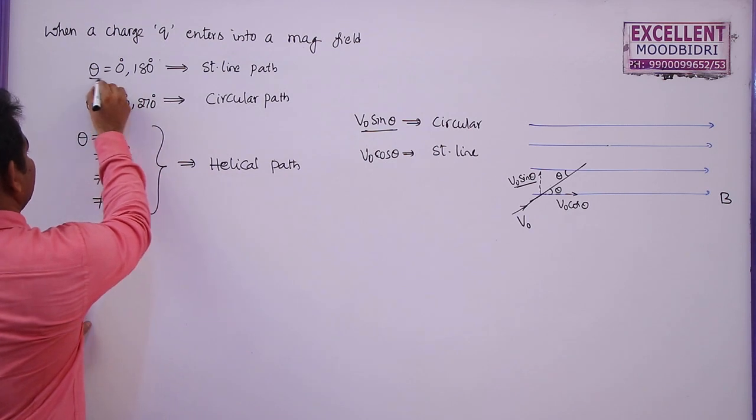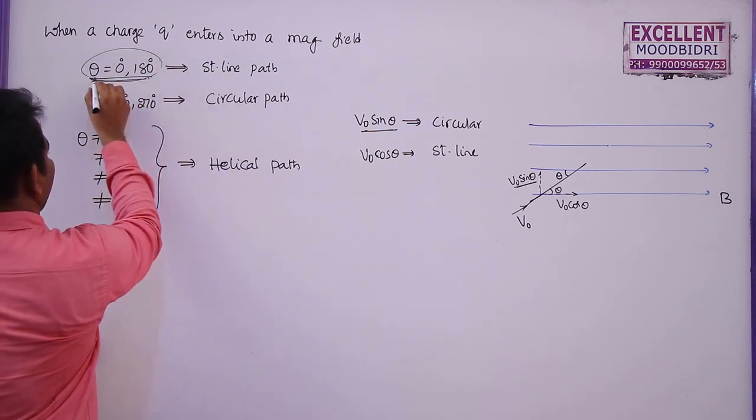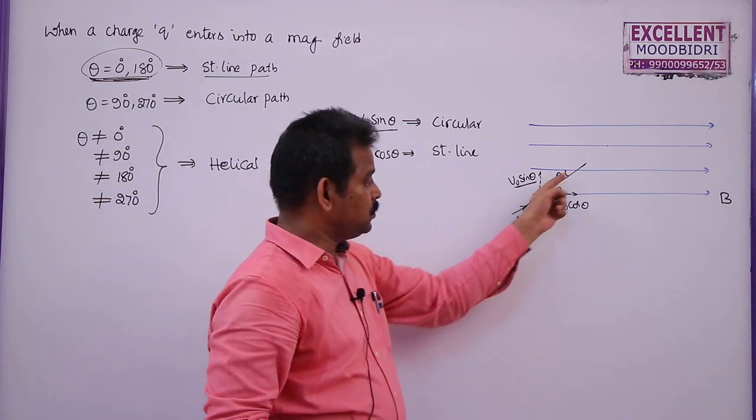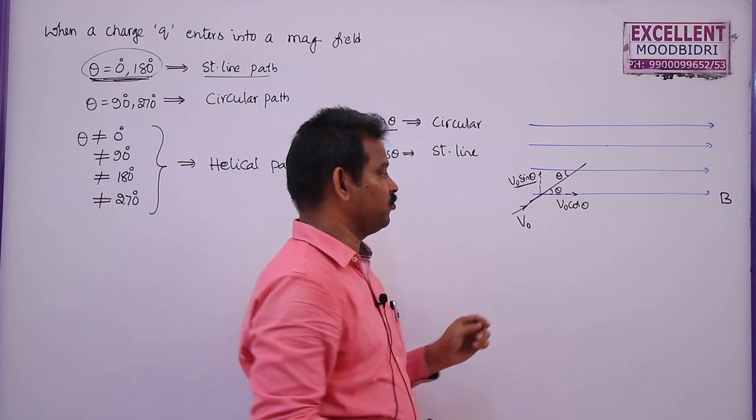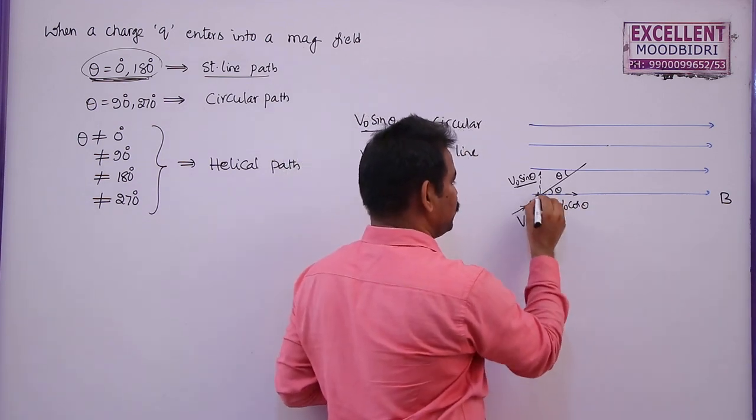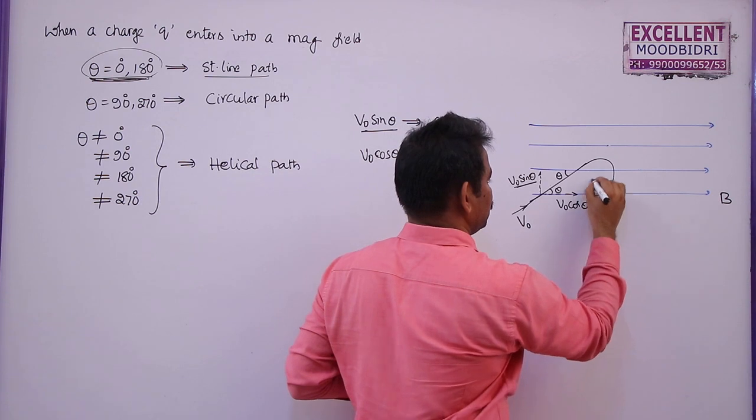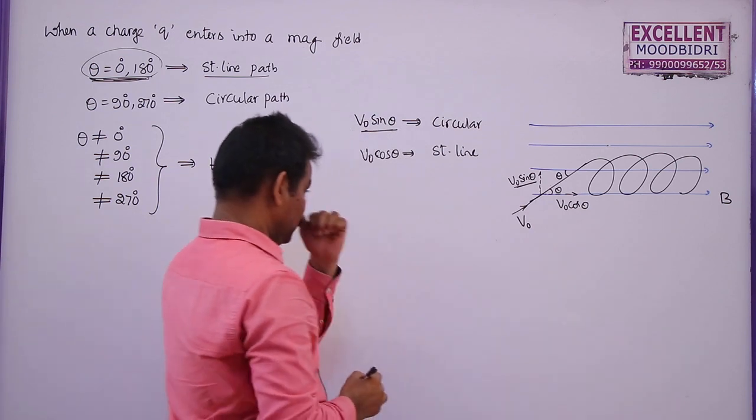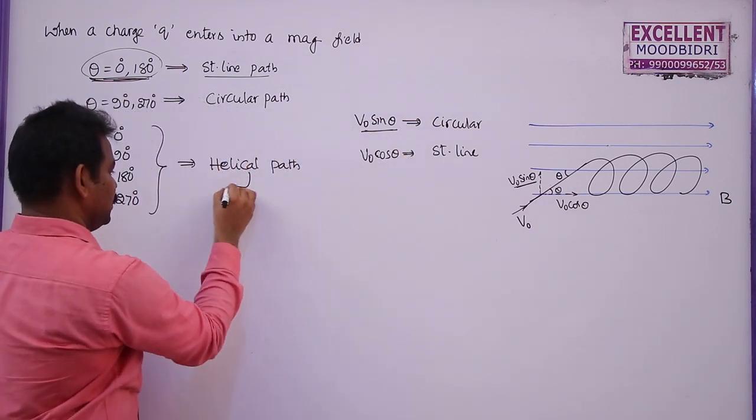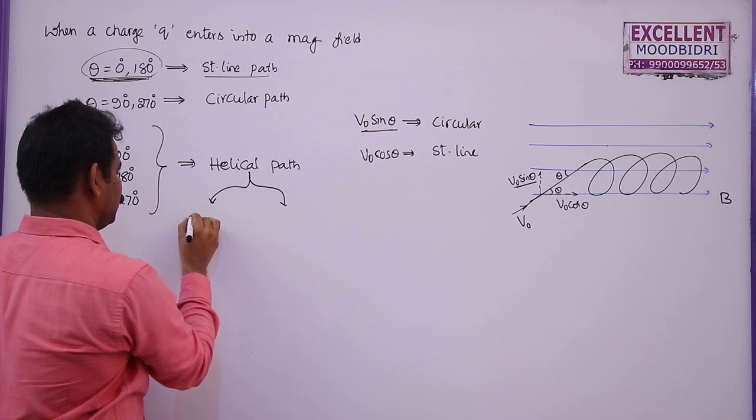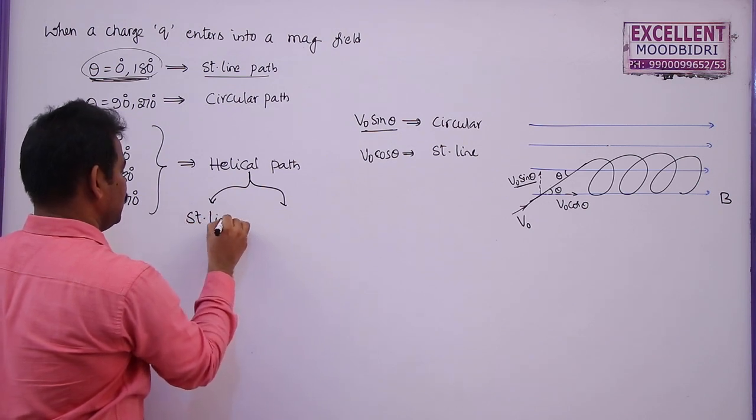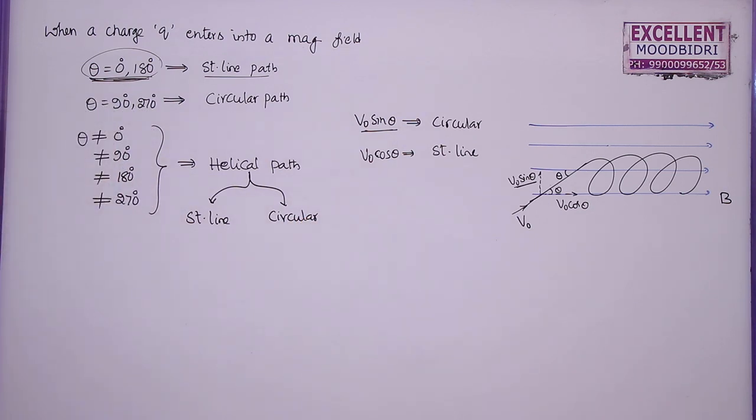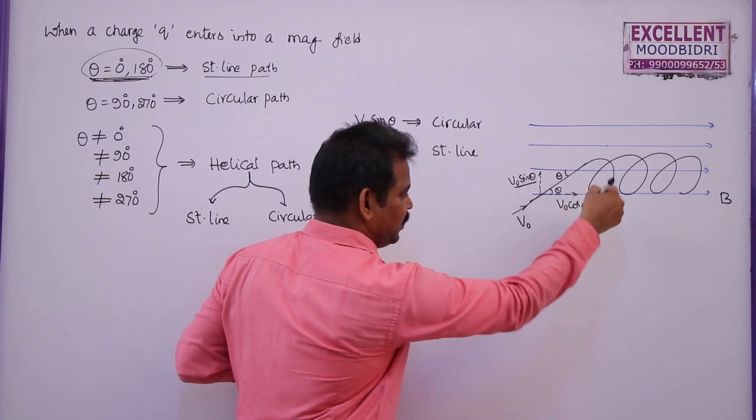See here, when theta is 0, the velocity component which is parallel or anti-parallel to the magnetic field will provide straight line motion. So this charged particle will have two different motions. One is straight line motion, one is circular motion. Due to this, the charged particle will describe a helical path here. So this helical path is a resultant of two different motions, one a straight line motion, the other a circular motion.